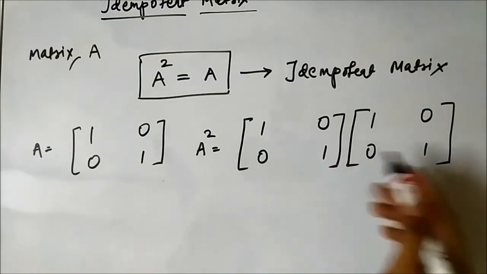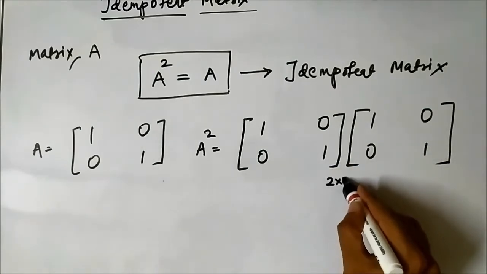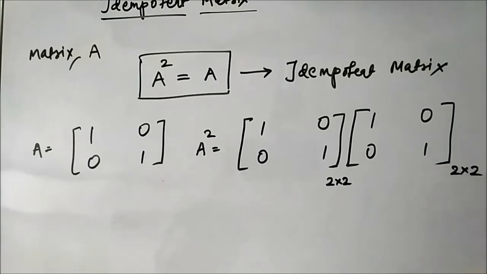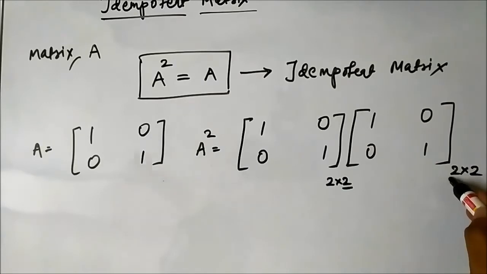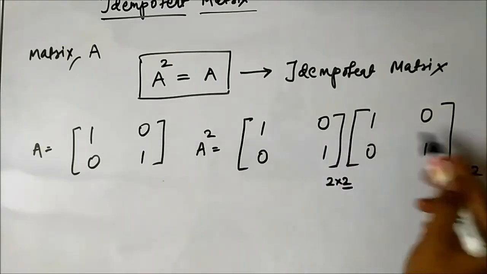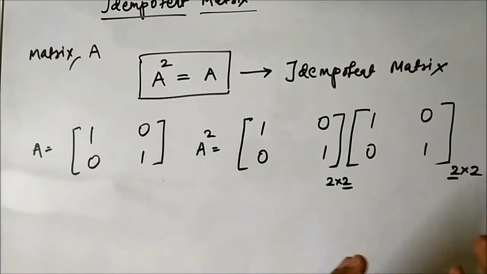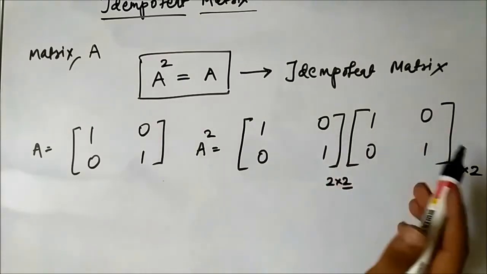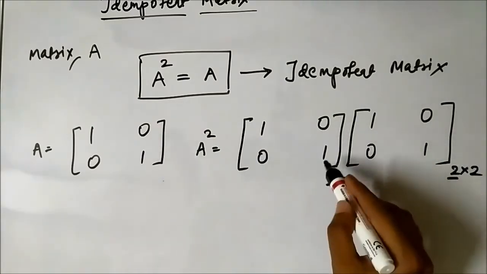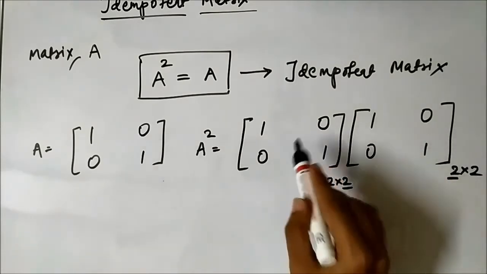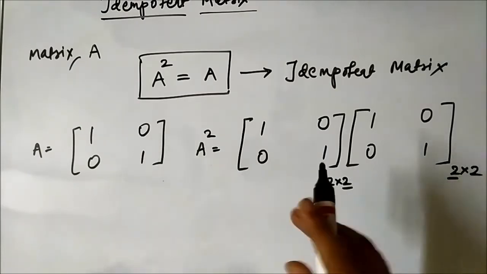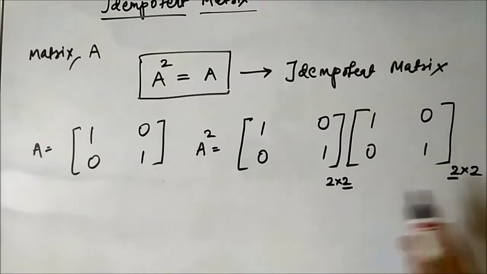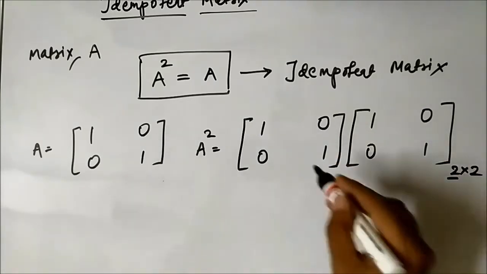Now these two matrices can be multiplied because the number of columns of the first matrix is equal to the number of rows of the second matrix. This is the important condition to be satisfied for two matrices to be multiplied. So here both are square matrices of order 2, so there is no problem about that, they are equal. Now let us perform the multiplication.